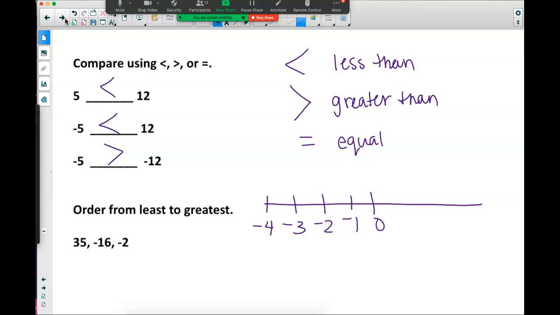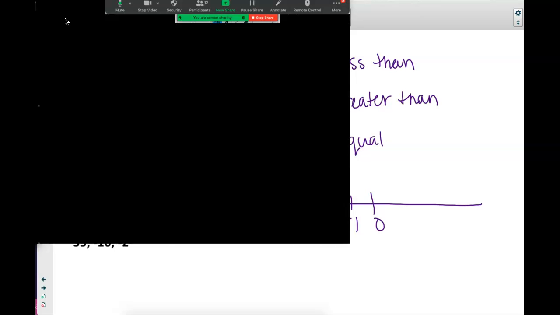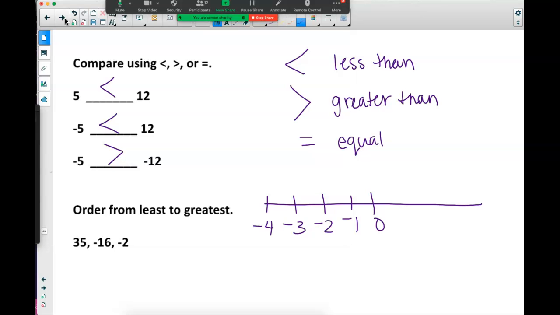Okay. If we had to put these in order from least to greatest, these three numbers, what's the lowest number up there? 35, -16, and -2. Which one is the lowest? -16. So that would be the least. Then what would come next? -2. And then finally, 35. 35 would be the biggest. Questions on that piece?